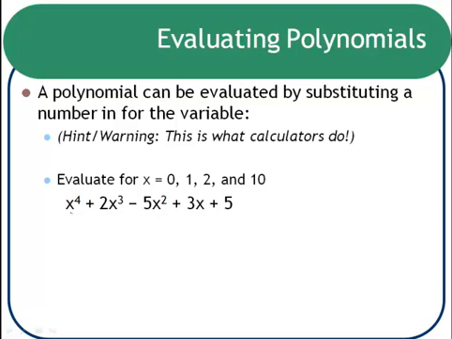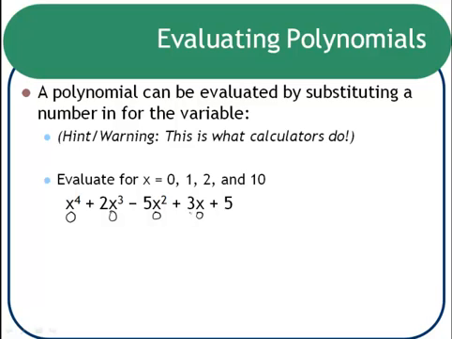So 0 to the 4th power, and 2 times 0 to the 3rd power, minus 5 times 0 to the 2nd power, plus 3 times 0, plus 5. What does that all equal? Well, 0 to the 4th power is just 0, and 0 to the 3rd power is 0, and 2 times 0 is 0. And the same thing happens here, and here.